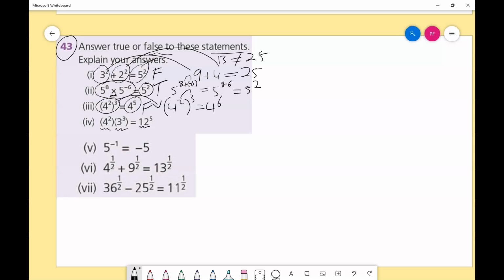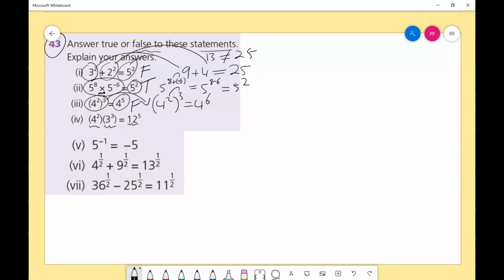Here we've got 4 squared times 3 to the power of 3 is 12 to the power of 5. Well, it might be, but we're not exactly applying the rule here. I mean, if we evaluated it, perhaps it is. But what they're basically saying is can we just add our powers? And no, we can't, because to add our powers, these big numbers have to be the same.